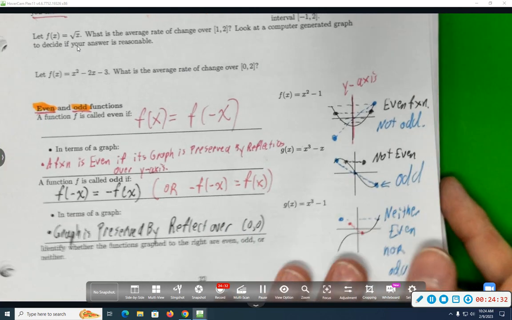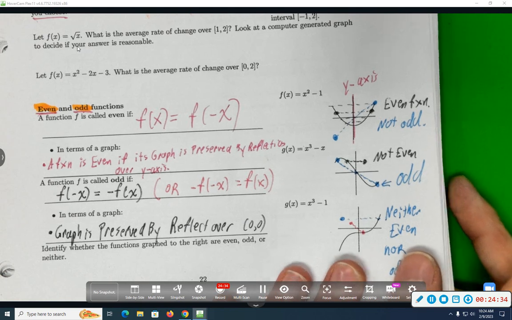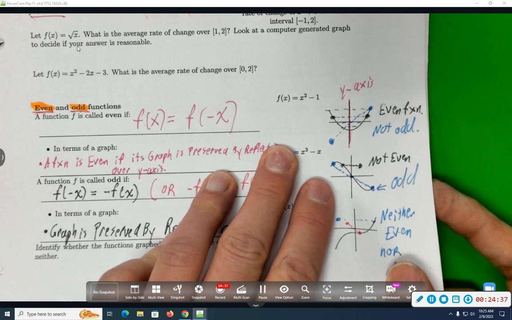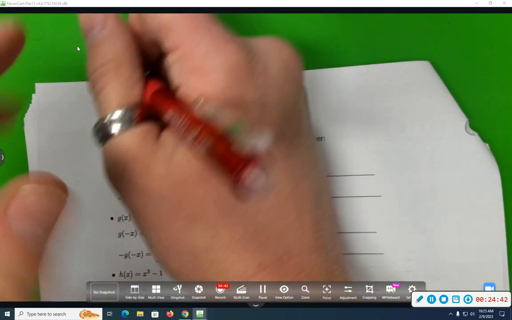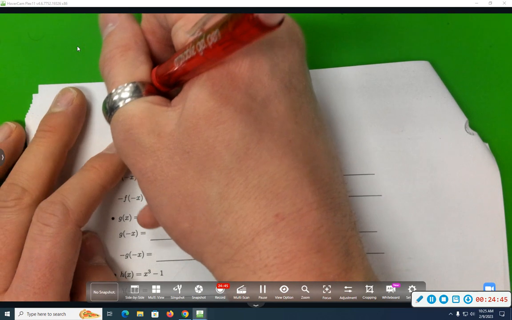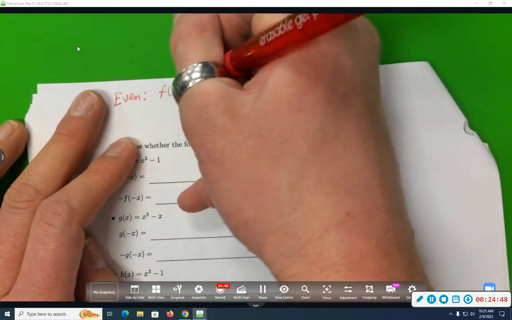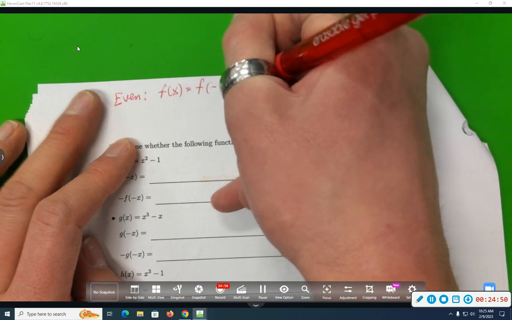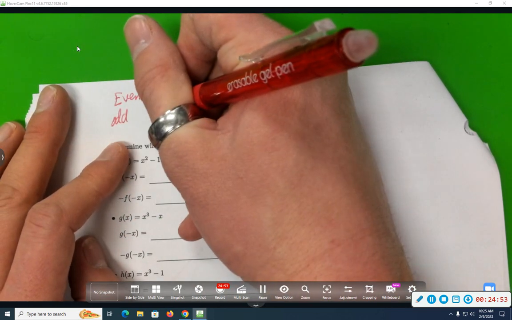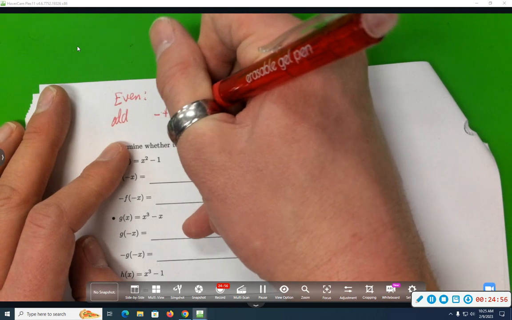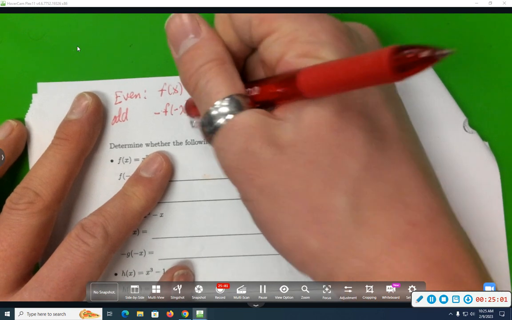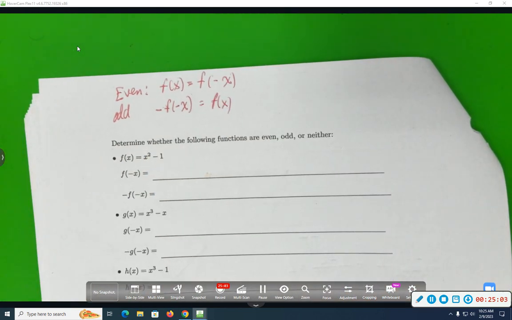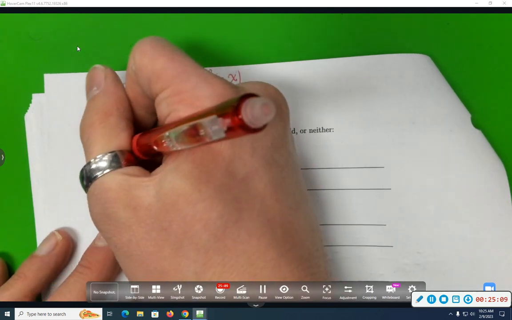So, we talked about evenness and oddness via graphs. Let's also check via formulas. So remember, a function is even if f of x is the exact same as f of negative x. A function is odd if negative f of negative x is equal to f of x. So let's try to use those to check whether these functions will be even or odd. And maybe we'll only check one thing.